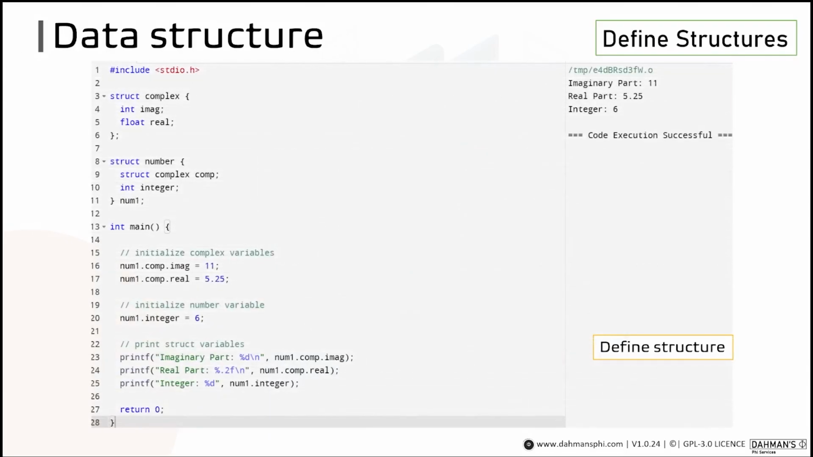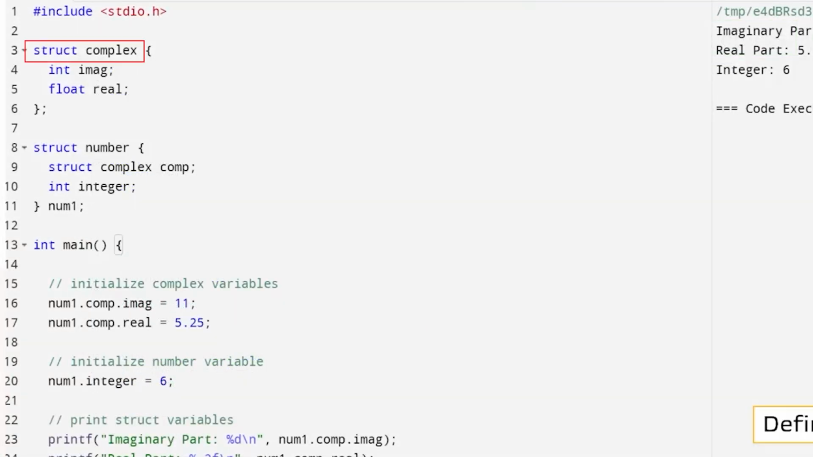Now, last but not least, we can also contain a struct within another struct. In this example, we have a struct called complex that has two different variables of type integer and float. Then we create another struct called number, and that struct number contains two different types of variables. The first is of type struct complex that we defined up there. We call it comp. And then we define another variable of type integer, and we call it integer.